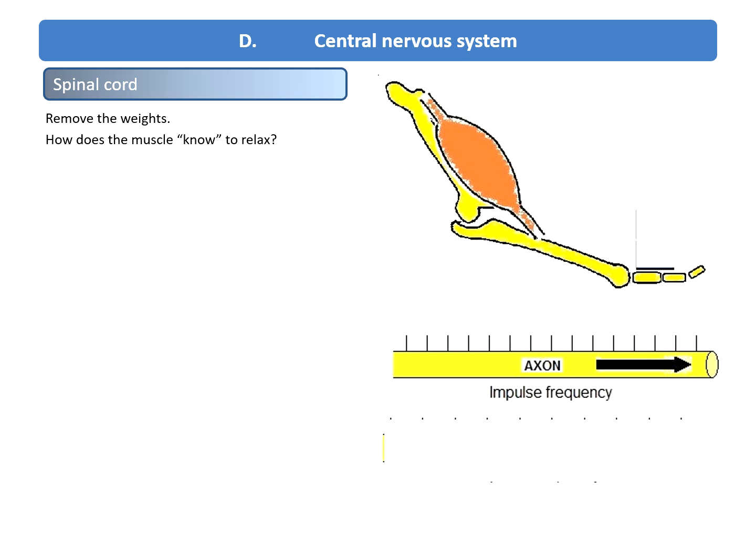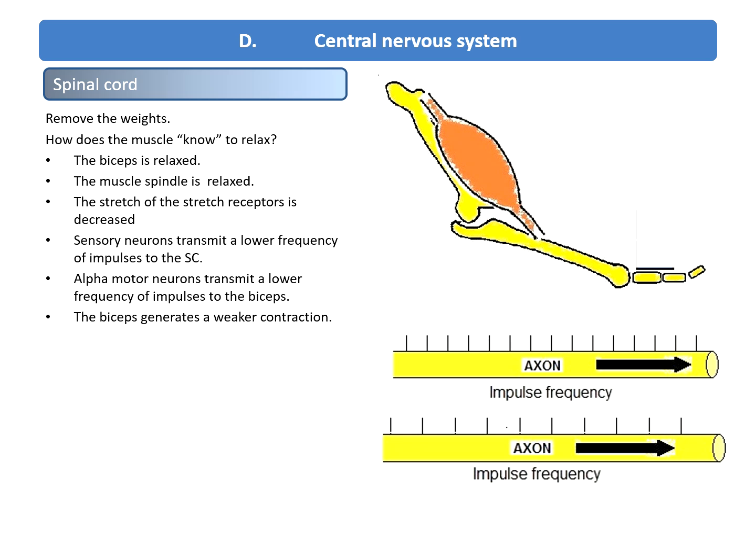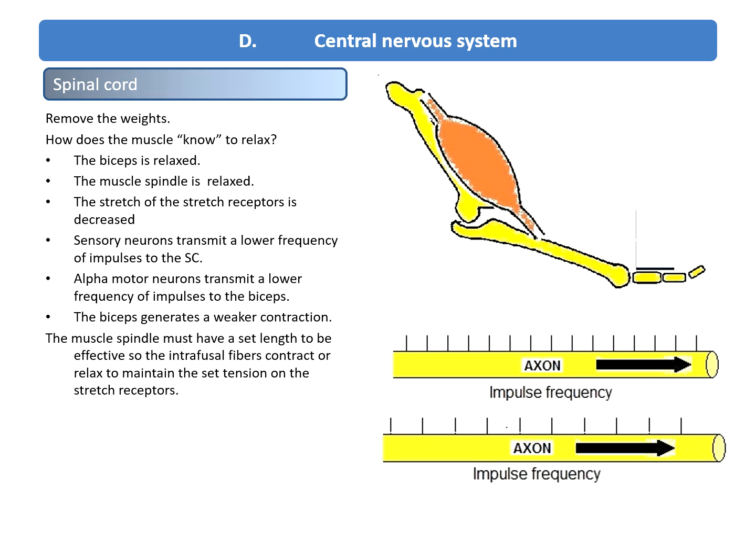Remove the weights. How does the muscle know to relax? The biceps is relaxed, the muscle spindle is relaxed, the stretch on the stretch receptor is decreased. Sensory neurons transmit a lower frequency of impulses to the spinal cord. Alpha motor neurons transmit a lower frequency of impulses to the biceps. The biceps generates a weaker contraction.